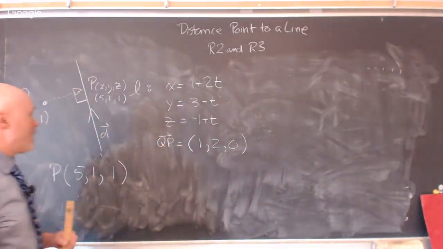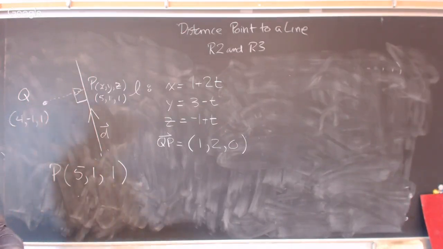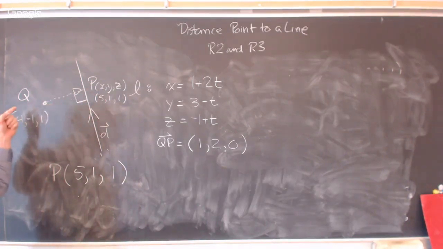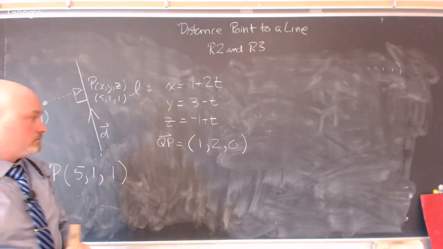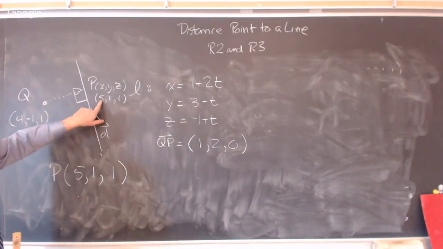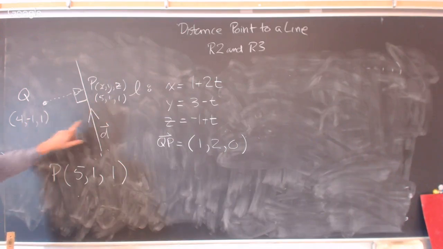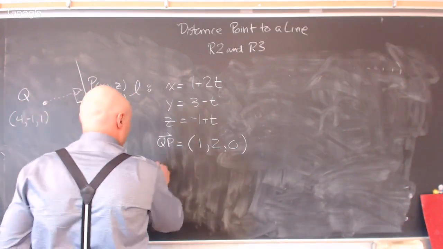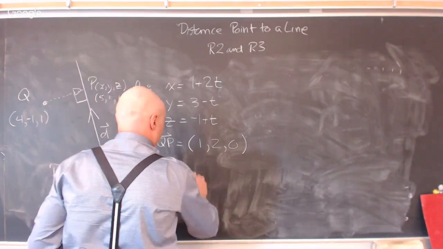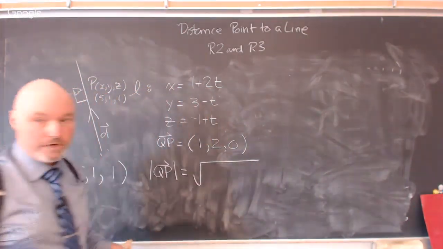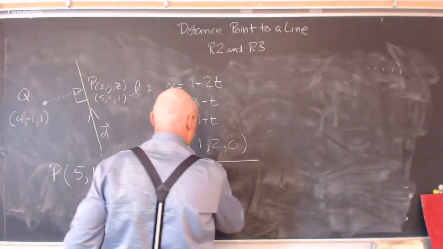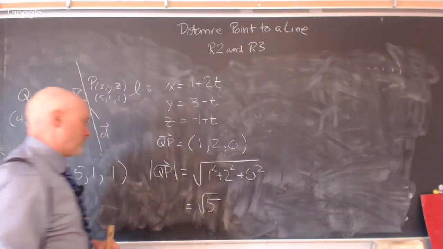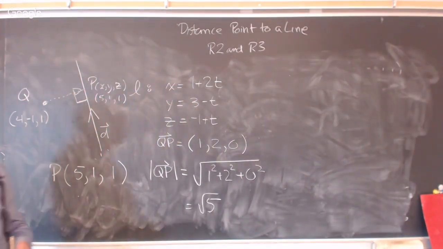What are you trying to find? I'm trying to find QP as an algebraic vector. So I have a point here in 3 space. I have a point here in 3 space. I just need to find the vector that gets me from one to the other. No, we just do the tip minus the tail. So 5 minus 4, 1 minus negative 1, and 1 minus 1. And that tells us what that is as an algebraic vector, okay? So there's QP, magnitude of QP. I'm going to do the 3-dimensional Pythagorean theorem, okay? There we go. That is the distance from Q to P, okay?